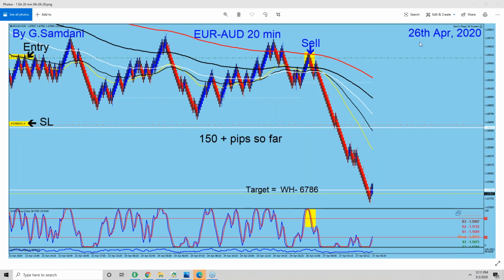So let's get started. The week started on the 26th, and here's the first trade on the 26th. Euro Aussie, as we were expecting, is going to drop on the 26th. It dropped all the way from the 150 pip straight. This is my sell order and SL move here.